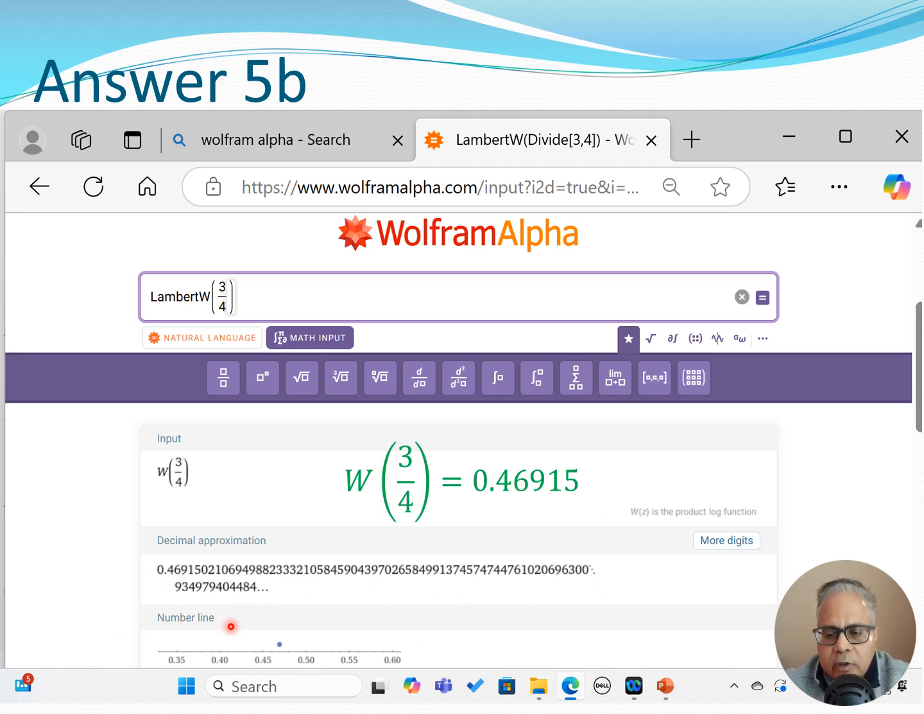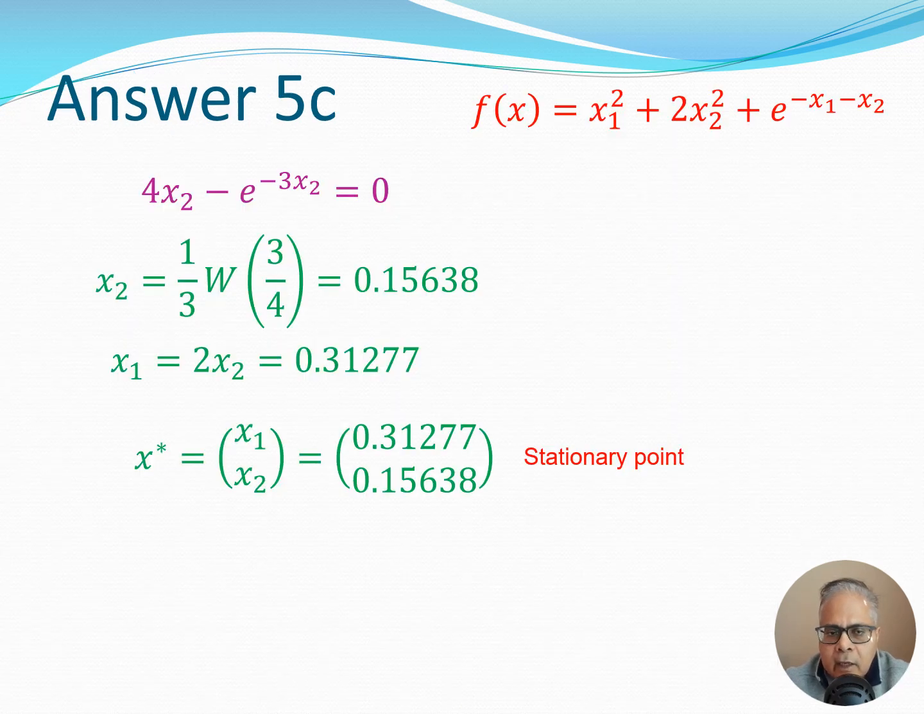Of course, I got a value to a huge number of decimal places, but I am satisfied with 5 decimal places, so I took 0.46915. So now we go back to our equation in terms of x2, and we know the solution of x2 is simply 0.15638. So I know x1 will be 2x2, and that's going to be 0.31277. That is simply twice of x2, and therefore I can write x star as the stationary point, which is given by 0.31277 and 0.15638. So this is the stationary point, and it's a stationary point of this particular function.